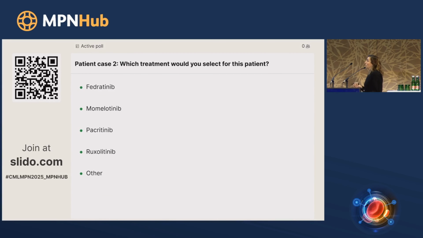So what's your decision? Which treatment would you select for a patient with a moderate anemia and severe thrombocytopenia with leukocytosis? Fedratinib, momelotinib, pacritinib, ruxolitinib, or other choice? Please vote.